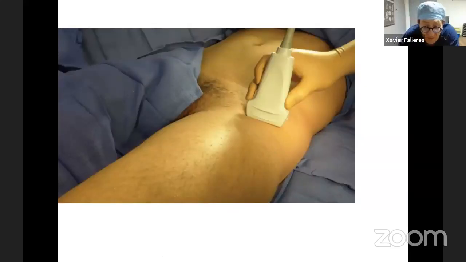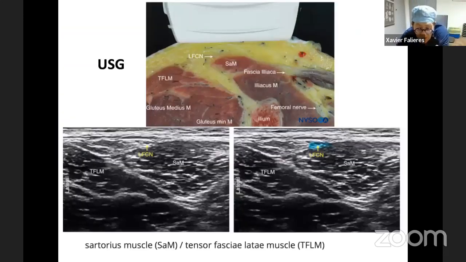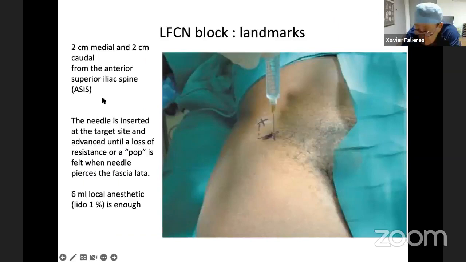This is the position of the probe if you want to give it ultrasound guided. Ultrasound guided, I recommend you first localize the femoral artery and the femoral nerve, and then with the probe you go some more lateral till you see the sartorius, and then at the external side of the sartorius, you will see a small pocket, and the small pocket contains mostly the two branches of the lateral femoral cutaneous nerve. Okay, this is not very difficult, and we have done it many years without ultrasound, so it's also possible to give it without ultrasound.